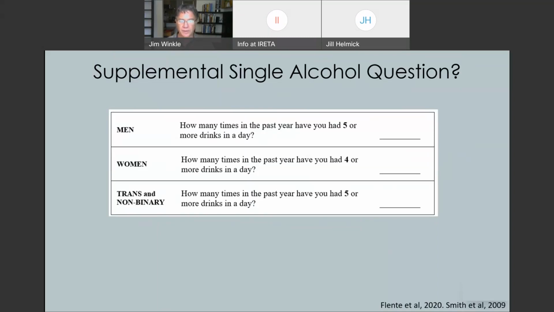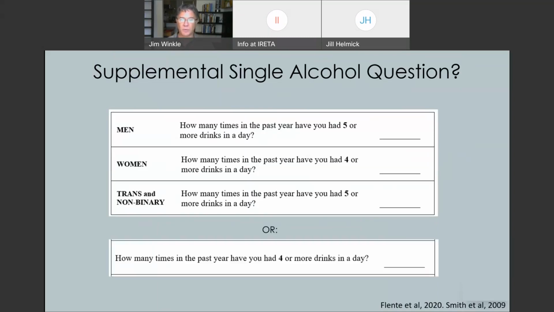Another way we might be able to do this too is, again, removing the gender. What if we had one universal question as a single screening question? For those clinics that use a single question, another option would be just to take the gender out. And what if we used 4 or more drinks in a day as a cutoff? That way we include cis women and cis men and trans and non-binary.